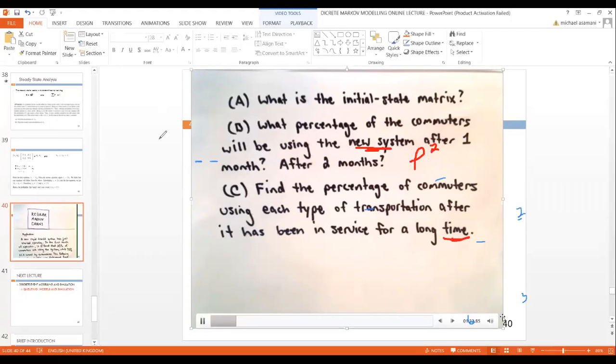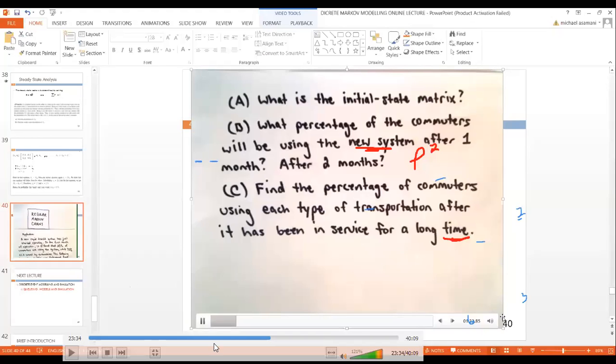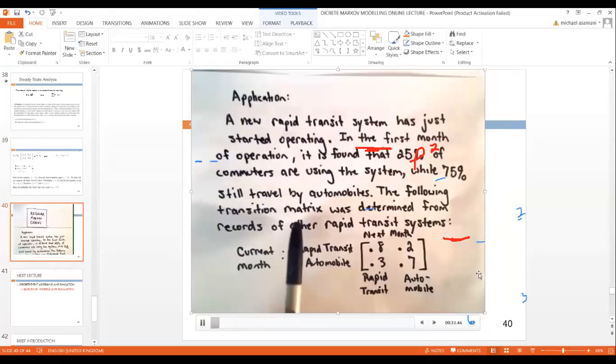Let me write the matrix somewhere. Yeah, so this is the matrix of the system. Let's put it down somewhere. So we have the matrix as 0.8, 0.2, and then 0.3, and then 0.7.